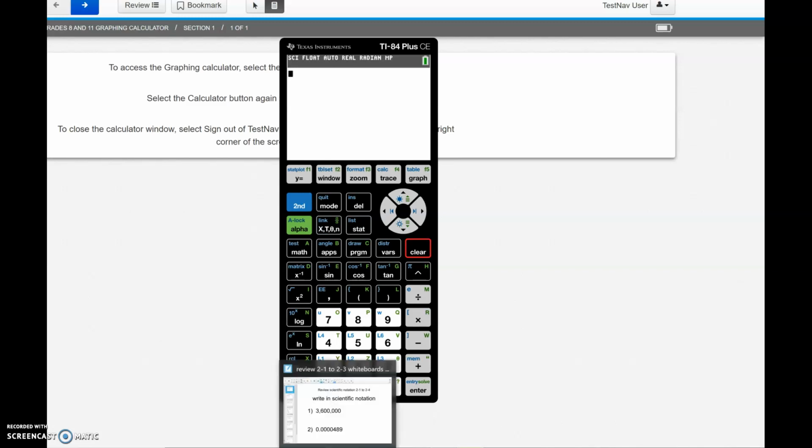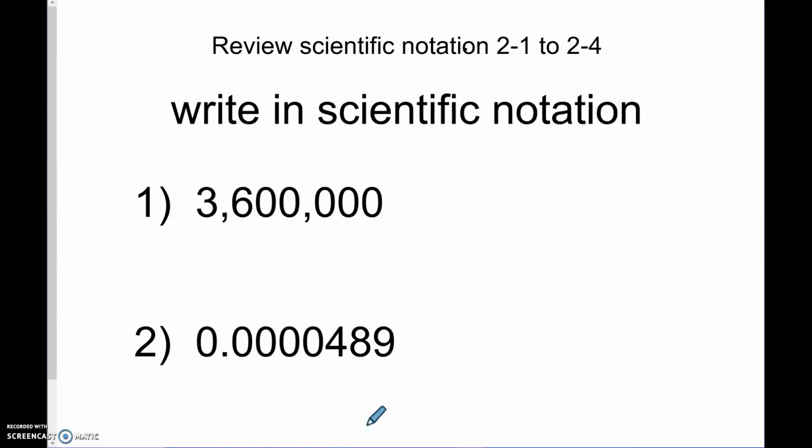So we are going to be continuing this right now and doing this review. All right, so here we go. Write in scientific notation. So remember, first rule, the number needs to be between 1 and 10. So when we look here, we're going to put the decimal right here between 3 and 6. So that number is bigger than 1 and less than 10.